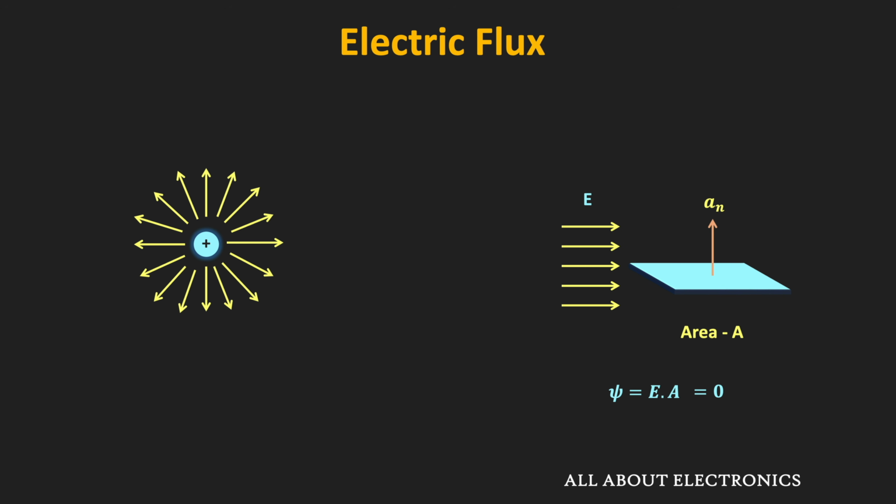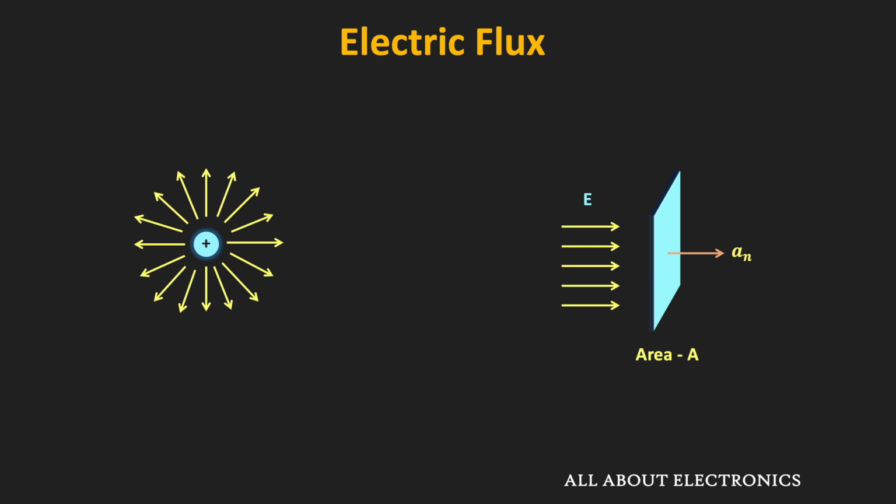Now, in general, for any area, if you want to find the electric flux, what we can do is take a differential area dA, and find the electric flux passing through this differential area. That can be given as d psi equal to E dot dA. And now if we integrate it over the entire surface area, then we will get the total electric flux passing through the area.